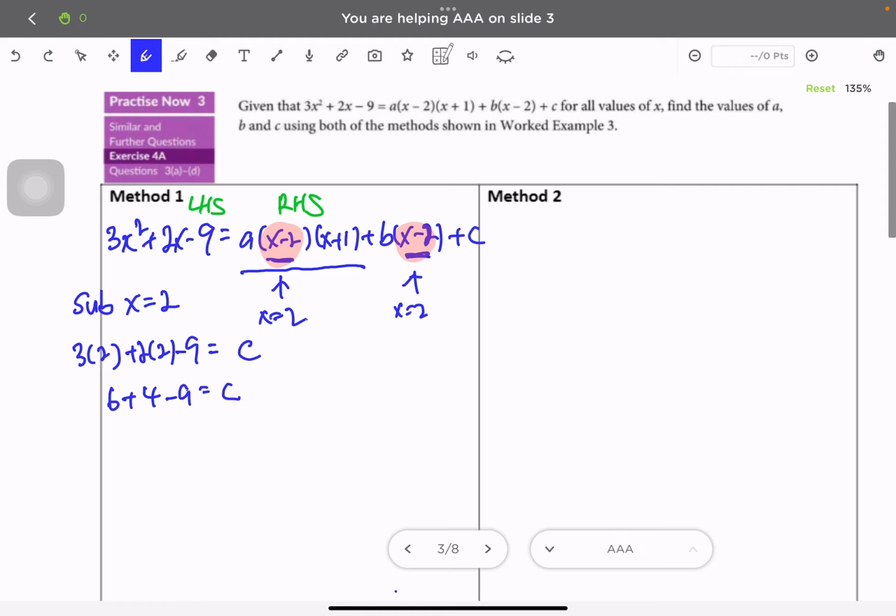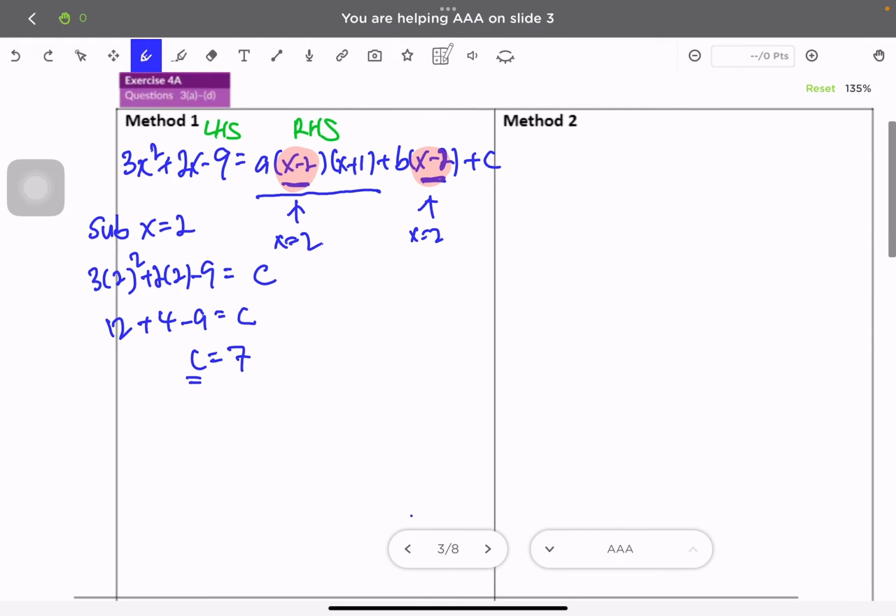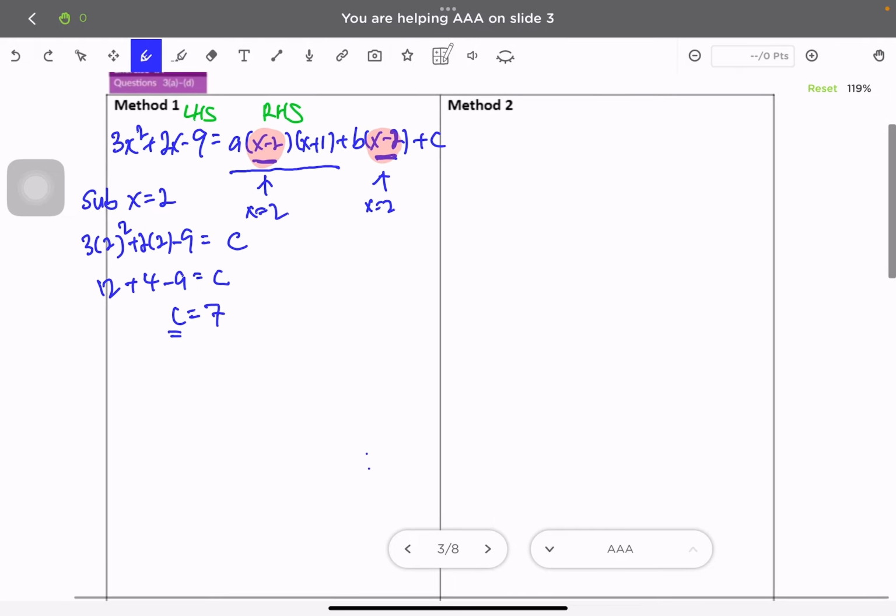Okay, sorry, this is a square here. So this is not 9, so 4 times 3, 12. So 12 plus 4 minus 9, c will be equals to 7. Okay, by convention, the unknown should always be on the left-hand side. So this is the one that we get when we substitute x equals to 2.